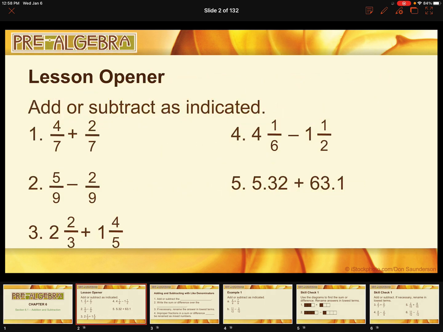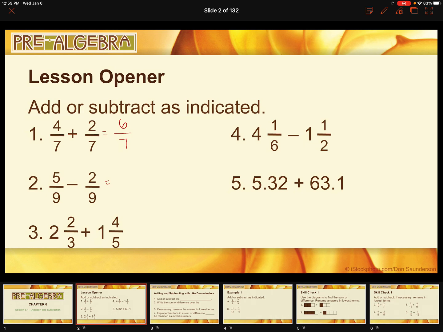Please pause the video and at this time work on the lesson opener, then you can begin the video to check your answers. So in this first example, I see that they have common denominators, so I can add as I see it. 4 plus 2 is 6, and my denominator stays a 7. 6/7 is in reduced form, so I do not have to do anything with it.